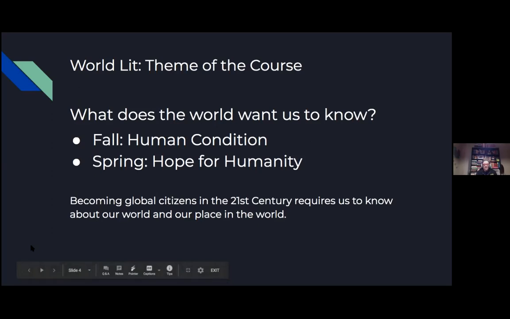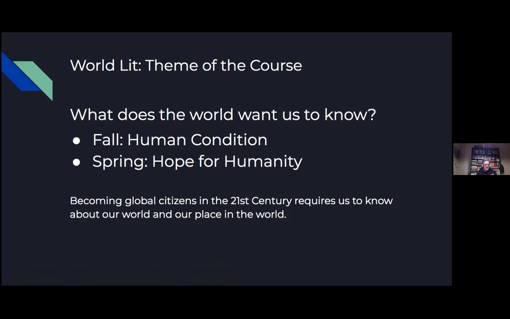There are two overall arching themes for the course. The first overall arching idea is, what does the world want us to know? And we're going to break that up into two themes, one per semester. For the fall, we're going to look at what is the human condition. And for the spring, what is the hope for humanity?